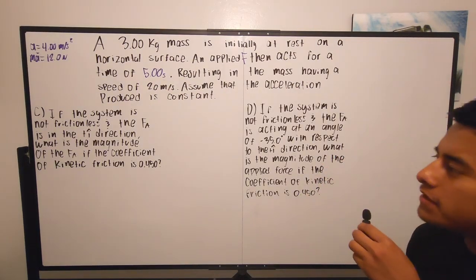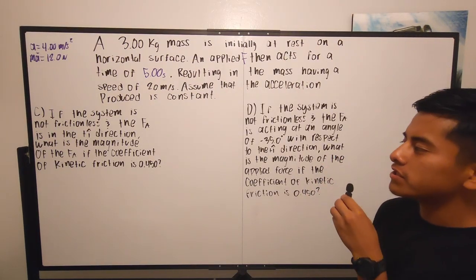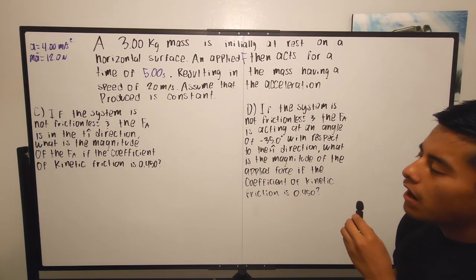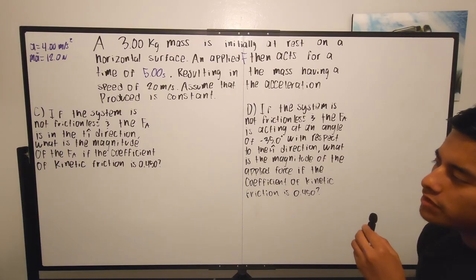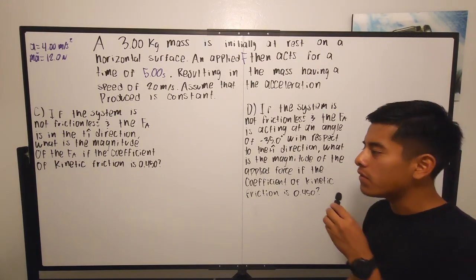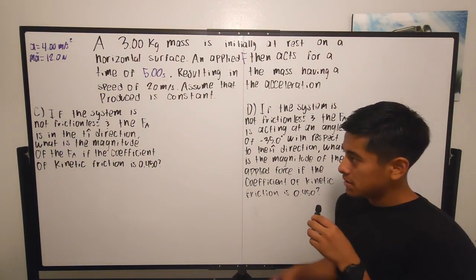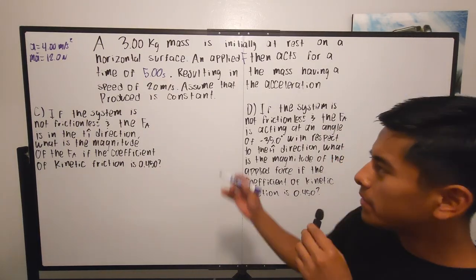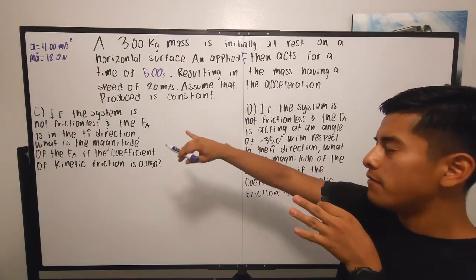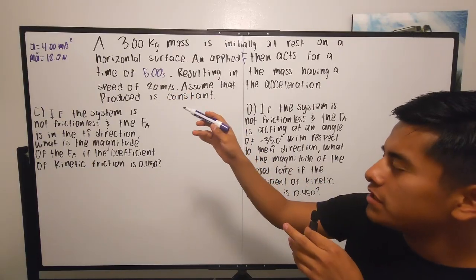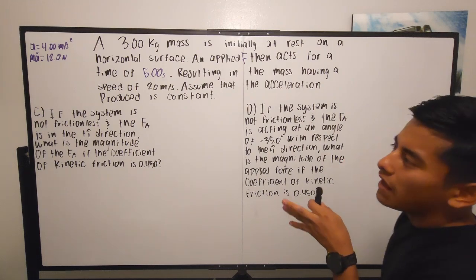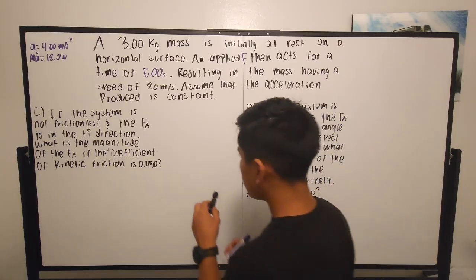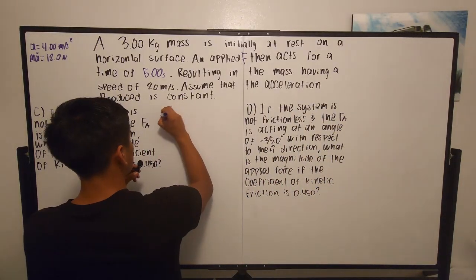Same problem. Now part C says if the system is not frictionless and the force applied is in the positive i-hat direction, what is the magnitude of the applied force if the coefficient of kinetic friction is 0.45? So now it's the same thing, but now we have an extra force, which is friction. Also, by the way, we're going to be using information that we got from the previous part. So the acceleration is equal to 4 meters per second squared, and the mass times the acceleration is equal to 12 newtons. So okay, I'm going to start off with Newton's second law.